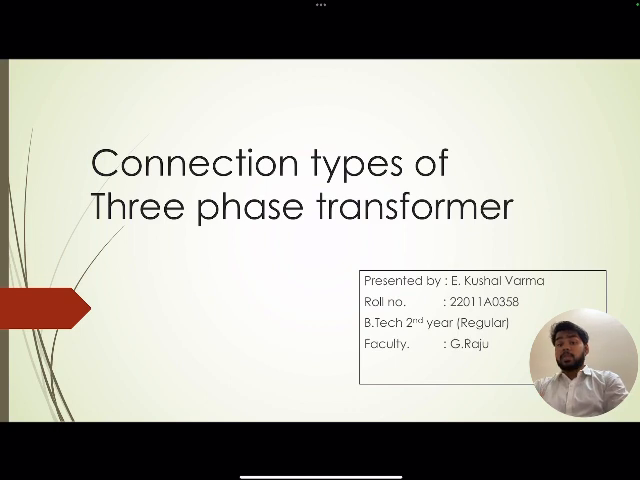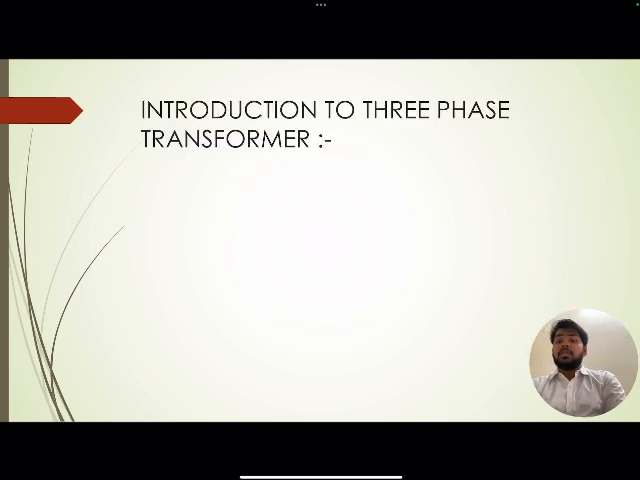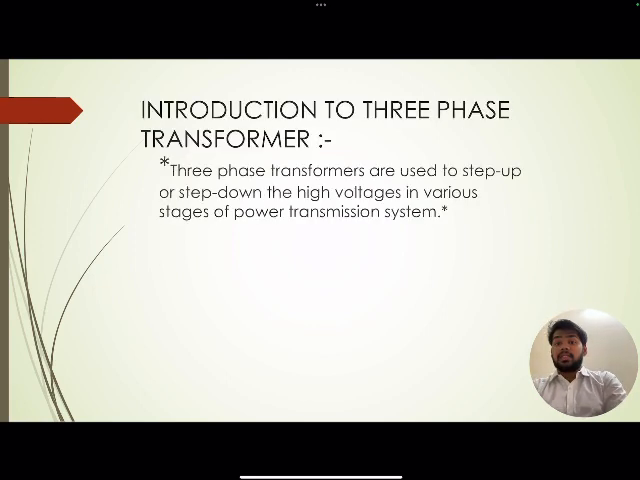So today I'm gonna explain about connection types of a three-phase transformer. So first of all, what's a three-phase transformer? Three-phase transformers are used to step up or step down the high voltages in various stages of power transmission system.